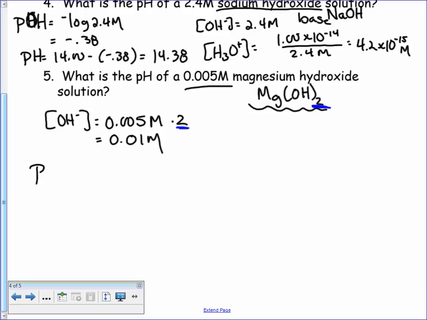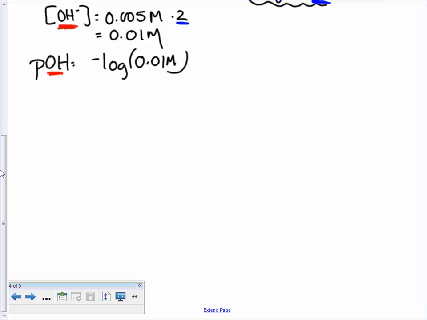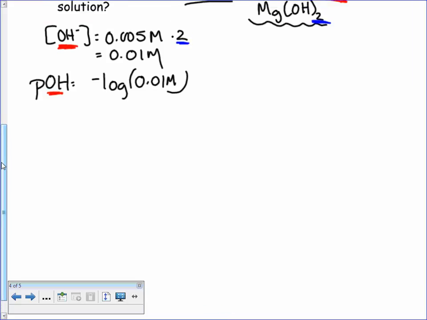So now that we have hydroxide concentration, we will calculate the pOH, negative log 0.01, right? OH, OH, OH, hydroxide. This all is very, very logical, if you remember that bases make hydroxides and acids make hydronium. So the pOH is the opposite of the logarithm of 0.01. But pOH is the value 2.0, because we've got 1 significant digit, we need 1 decimal place.